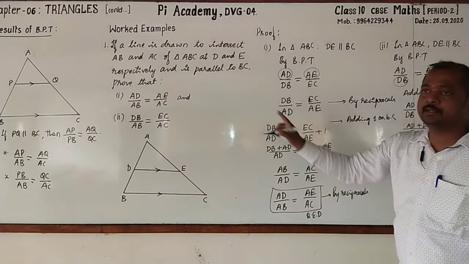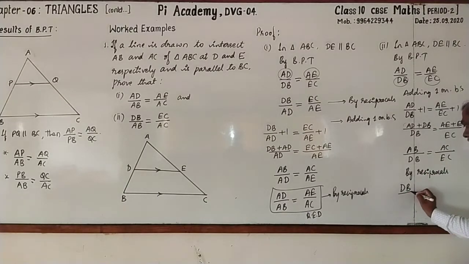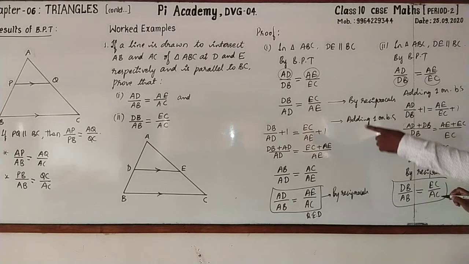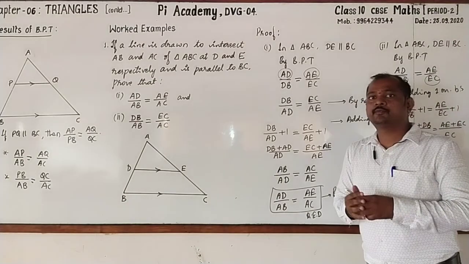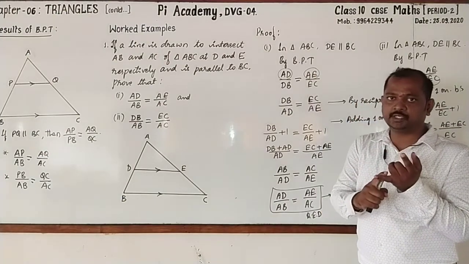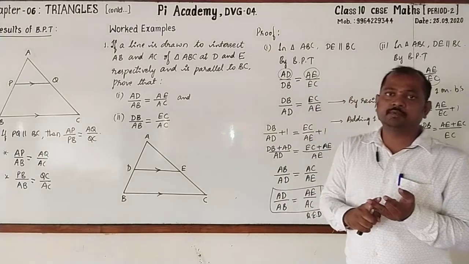DB by AB, EC by AC. Hence, we shall go for taking reciprocal. By reciprocals, we can write DB by AB is equal to EC by AC. Hence, it is proved. Hope that you have understood. Please do practice. First we have discussed about BPT. We have proved it. That's an important theorem. There is a chance of it being given in the examination.